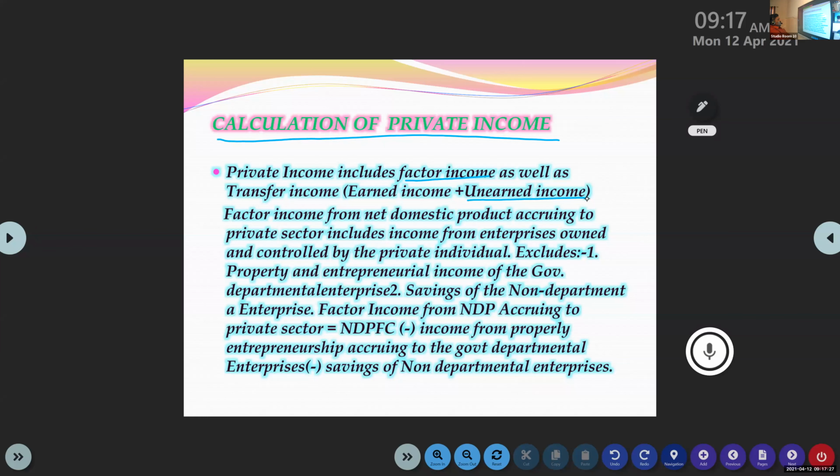So write down: factor income from net domestic product according to private sector includes, underline, income from enterprise owned and controlled by the private individual.